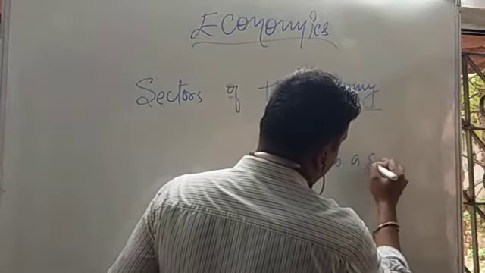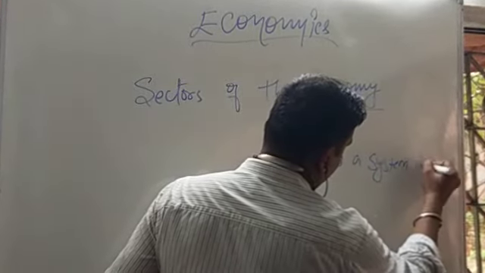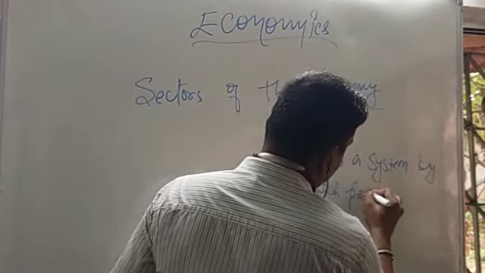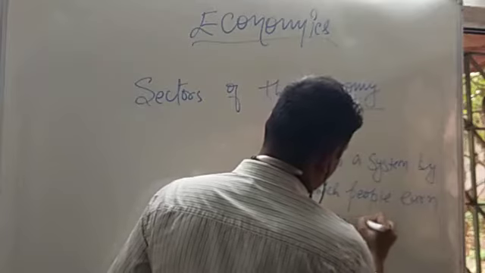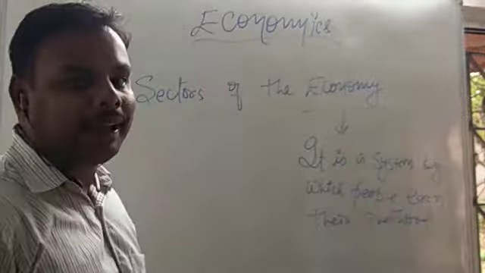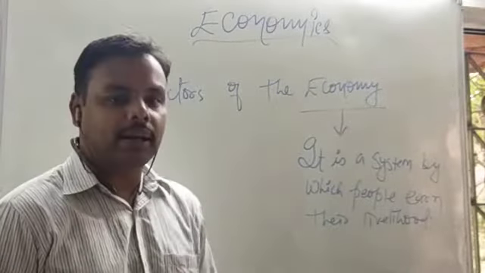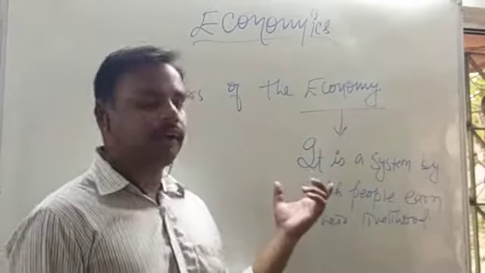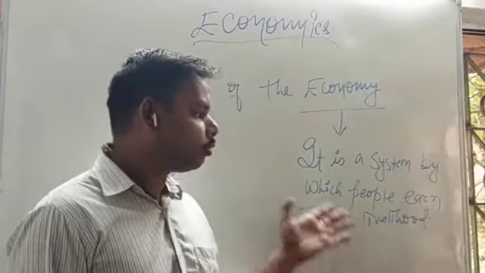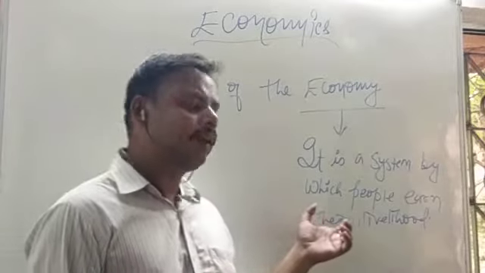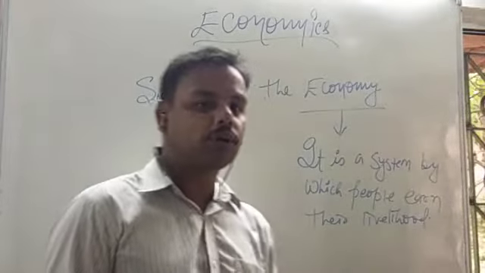An economy is a system by which people earn their livelihood. It is a method through which people develop their basic skills, people upgrade their skills in order to live a good standard of life, in order to live a better standard of life. They employ themselves to earn more and live a peaceful or a harmonious life. That is to improve their livelihood system.